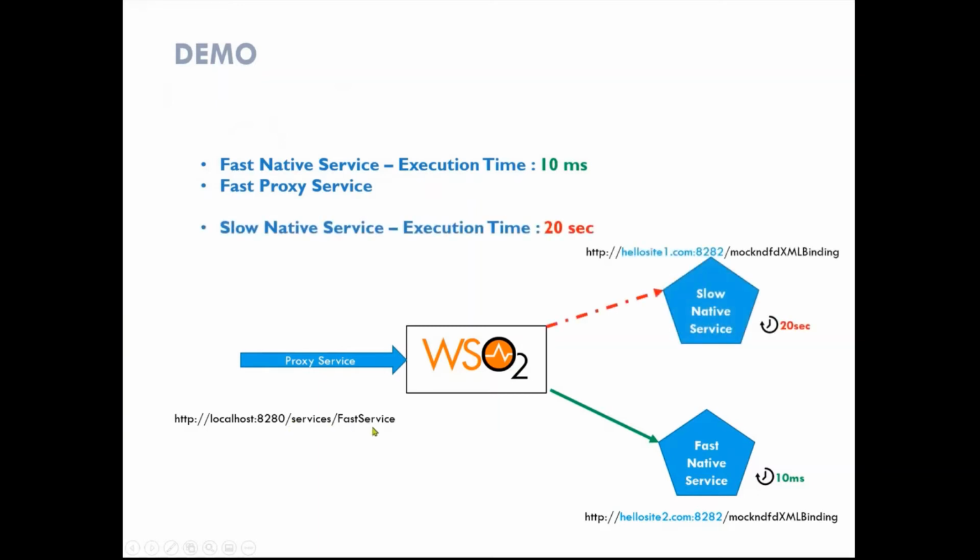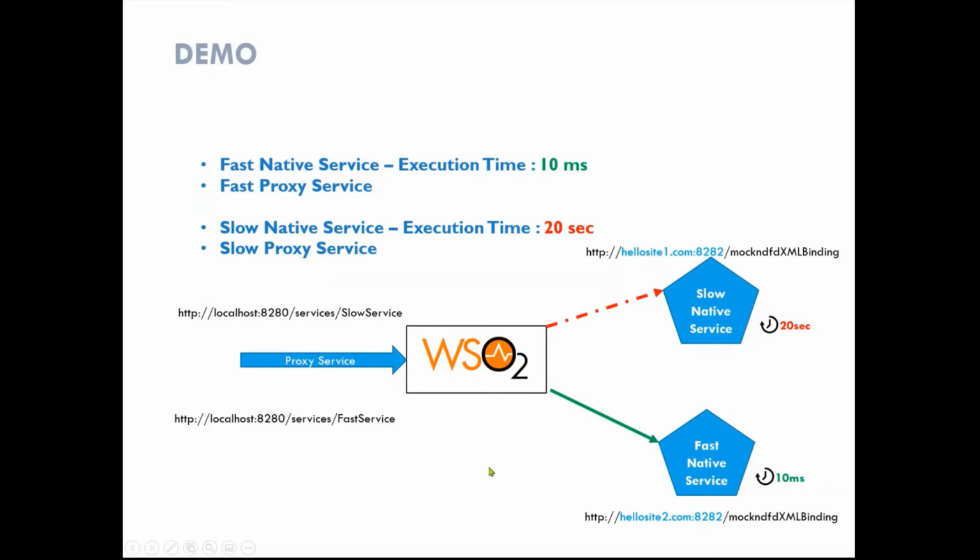Now there's another service which is a slow service, and here the execution time has been consciously chosen as 20 seconds to show that this thread is busy most of the time. And here the site is hellosite1.com. Just always keep in mind that hellosite1 is the slow one and hellosite2 is the fast one. And of course, for the slow site, there is an equivalent slow proxy service. So this is the basic foundation of our demo setup.